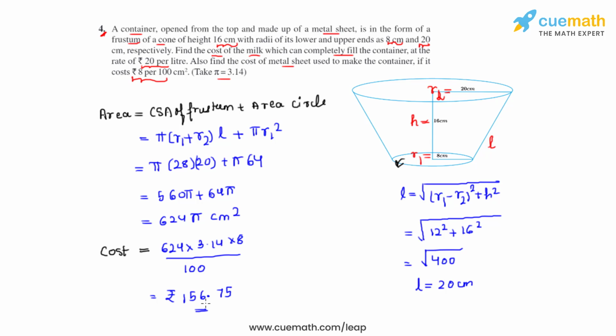In the first part, we have found out the capacity of the container and then found out the cost of the milk at the rate of 20 rupees per liter. And in the second part, we have found out the cost of the metal sheet which was used in making the container.